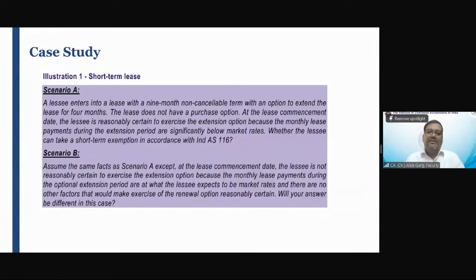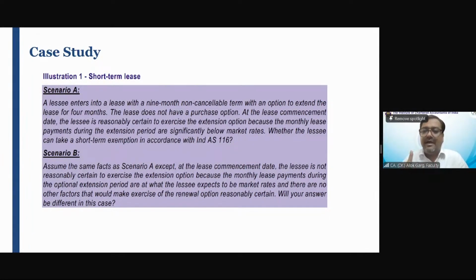Illustration number 1 from ICAI study material. Scenario A. A lessee enters into a lease with a 9-month non-cancelable term with an option to extend the lease for 4 months. The lease does not provide any purchase option. At the lease commencement date, the lessee is reasonably certain to exercise the extension option because the monthly lease payments during the extension period are significantly below market rates. Whether the lessee can take a short-term exemption in accordance with Ind AS 116.